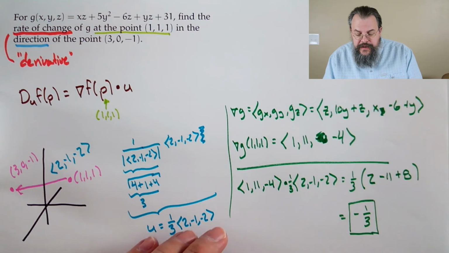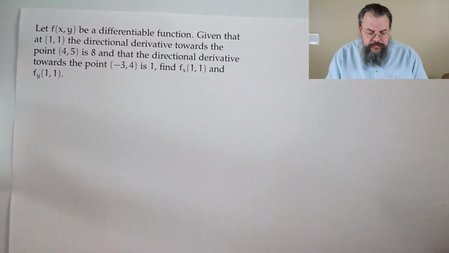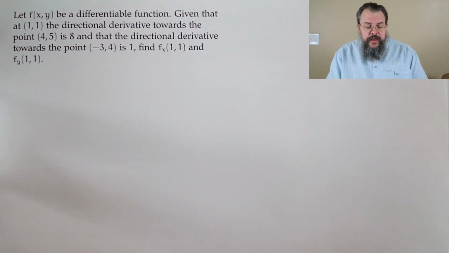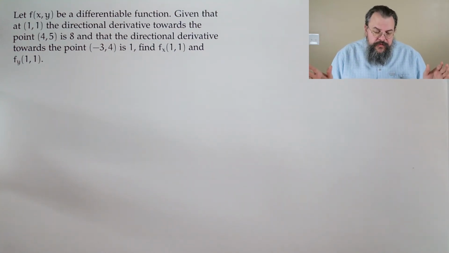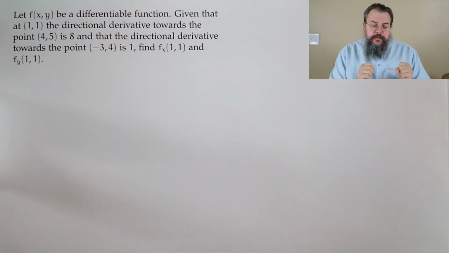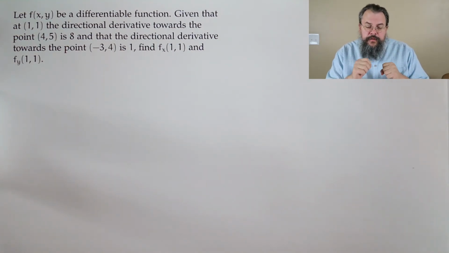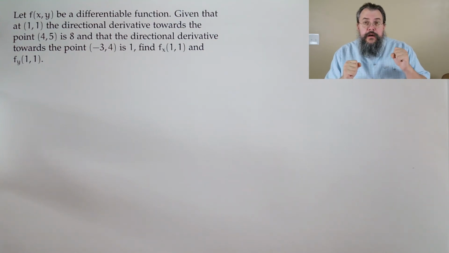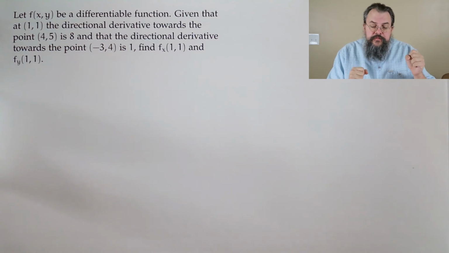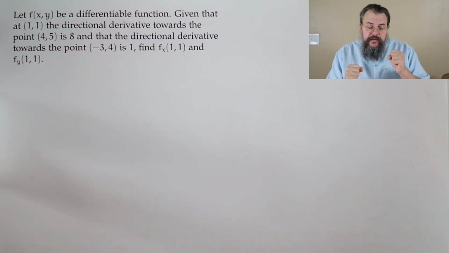All right. Well, good. I think we can do another one. I think we have time for one more. One more problem. No problem. So here we go. Let f of x, y be a differentiable function. So we know we can take derivatives. Wonderful. Given that at 1, 1, the directional derivative towards the point 4, 5 is 8, and that the directional derivative towards the point minus 3, 4 is 1, find fx at 1, 1 and fy at 1, 1.